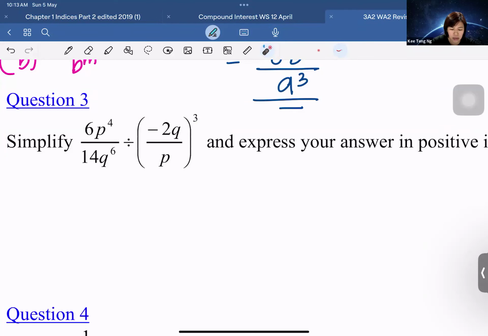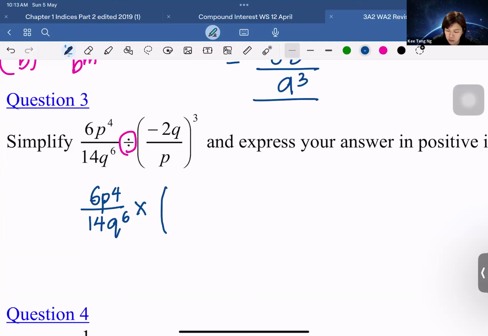Okay, what is the KCF? Keep, change, flip. Sorry, right? So because of division, we're going to keep the first one in front. Change the division to multiplication. Flip the fraction. So we're going to flip the whole fraction to be P over negative 2Q. Whole thing will still be power of 3.